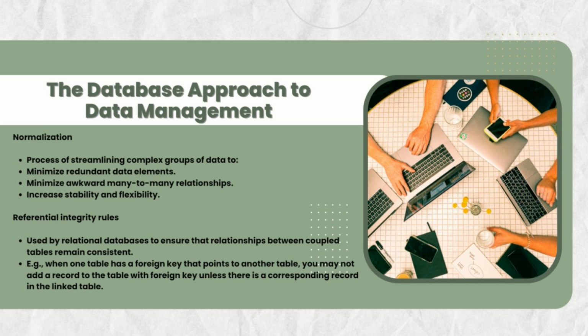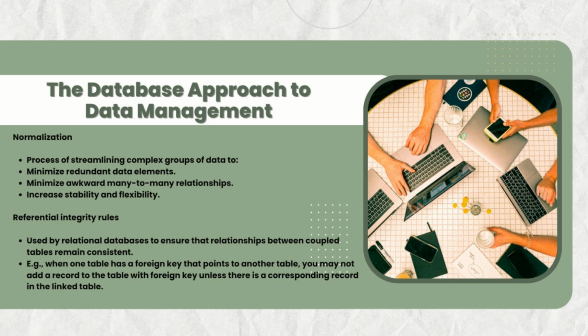consistency. Second is minimize awkward many-to-many relationships. Many-to-many relationships between entities can lead to complexities in data management and querying. By normalizing data, awkward many-to-many relationships are transformed into one-to-many or many-to-one relationships using an intermediary table, also known as a junction or associative table. This simplifies data relationships and improves the overall structure of the database.